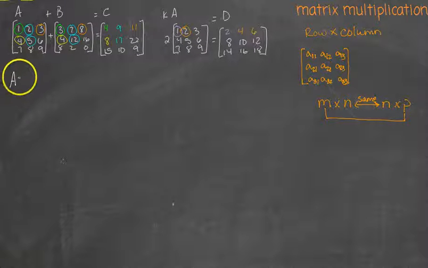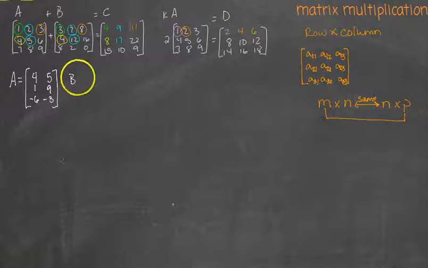So I'm given matrix A equals 4, 1, negative 6, the first column, 5, 9, negative 3 in the second column, and B is 7, 0, 1 and 2, 6, 8.